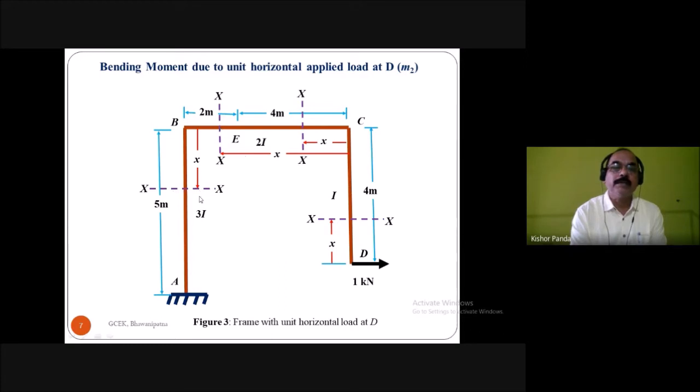Then take another section at a distance x from the point B. So what is the moment here? This is the force and this is the perpendicular distance you have to take. Here this is x and the total is 4, so the perpendicular distance for the horizontal force is 4 minus x, and this direction is anti-clockwise. So the moment is 1 into 4 minus x.